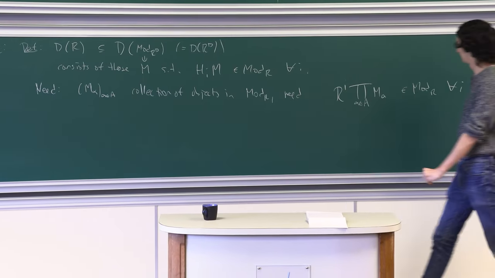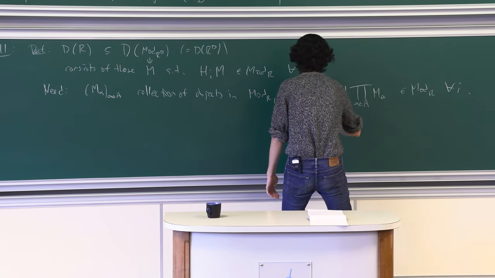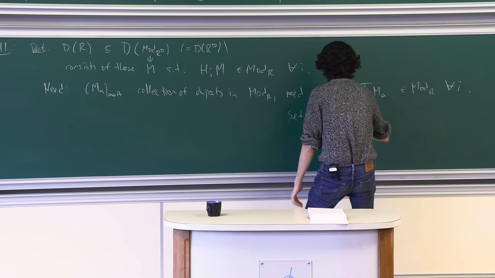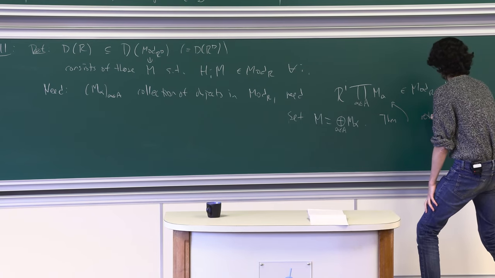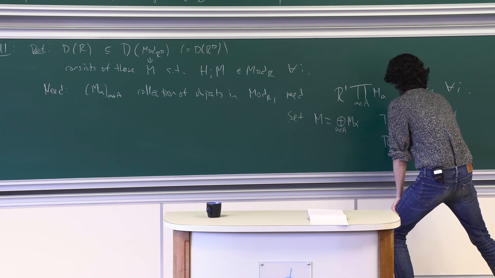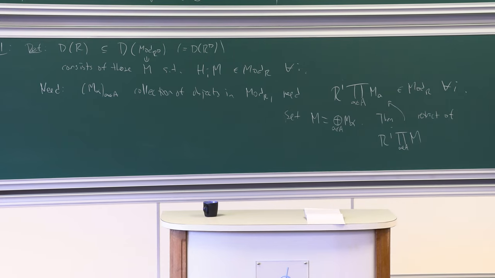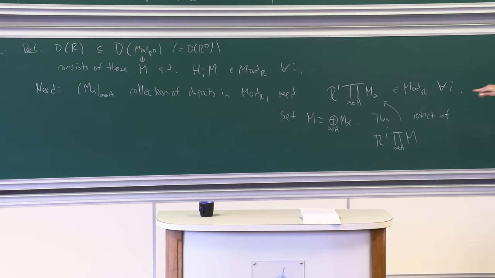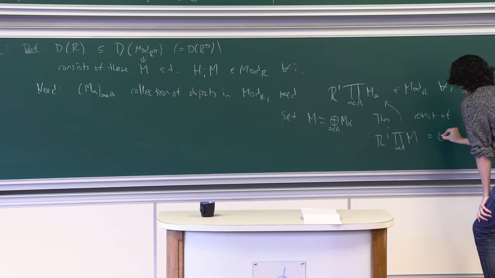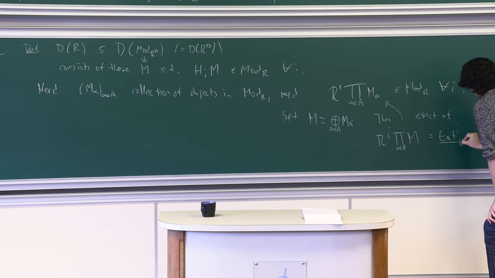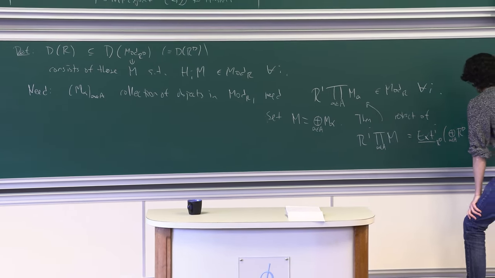But this can be proved as follows from the axioms. Set M to be the direct sum over alpha in A of M_alpha. Then this is a retract of R^i product over alpha in A of M_alpha, because term-wise, it's obviously, you know, this system is a retract of this system here. But this is just the same thing as the internal Ext^i from a direct sum of copies of R triangle to M.